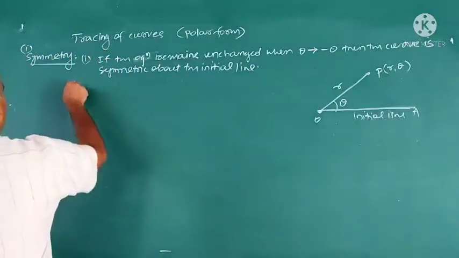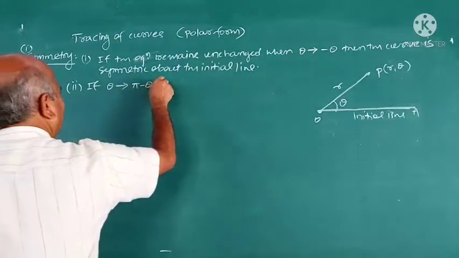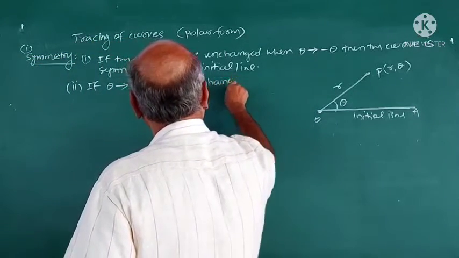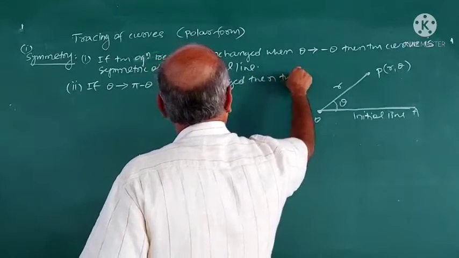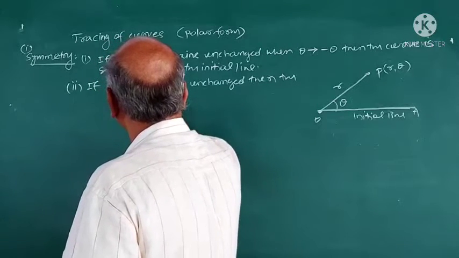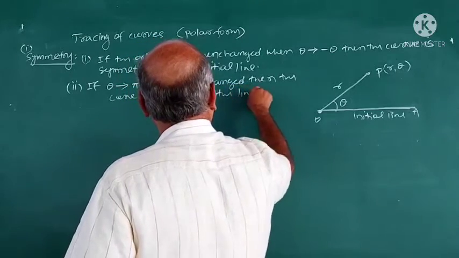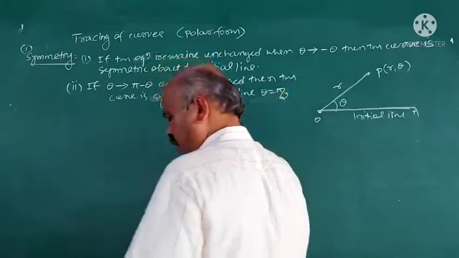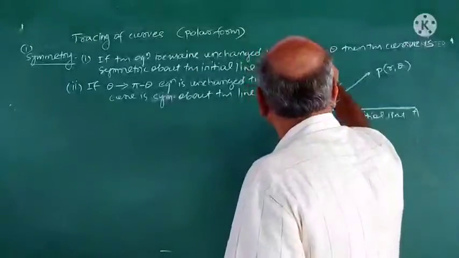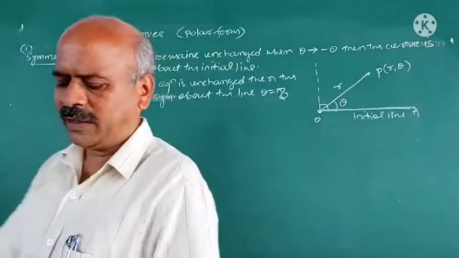Second thing, if theta is changed to pi minus theta and the equation is unchanged, then the curve is symmetric about the line theta is equal to pi by 2. What do you mean by the line theta is equal to pi by 2? Theta is equal to pi by 2 means this line, because it makes an angle pi by 2. The curve is symmetric about this line.